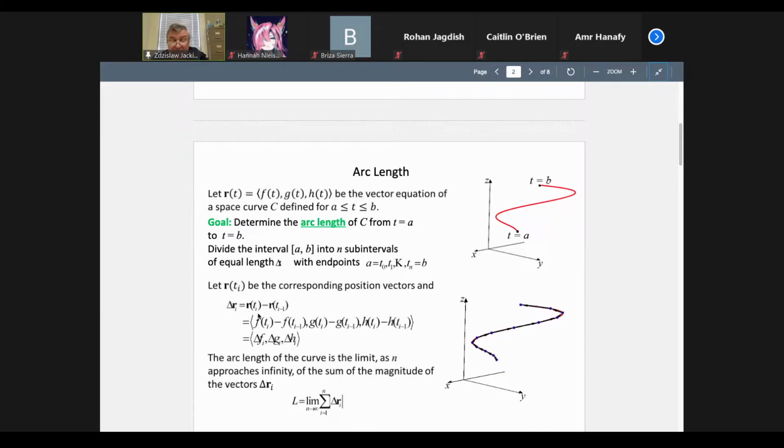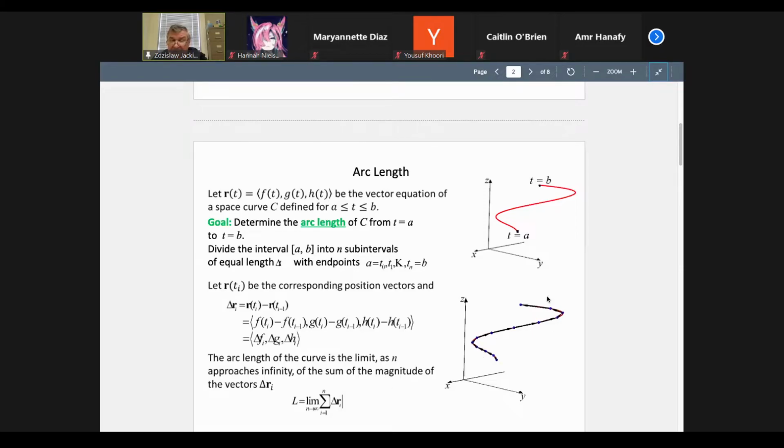Of course, if r is f i plus g j plus h k, you put the scalar components here. So this is f of Ti minus f of Ti minus 1. F is the first component of r. G of Ti minus g of Ti minus 1. G is the second component, and h of Ti minus h of Ti minus 1. H is the third component of r. And of course, then we will just compute the sum of those segments.